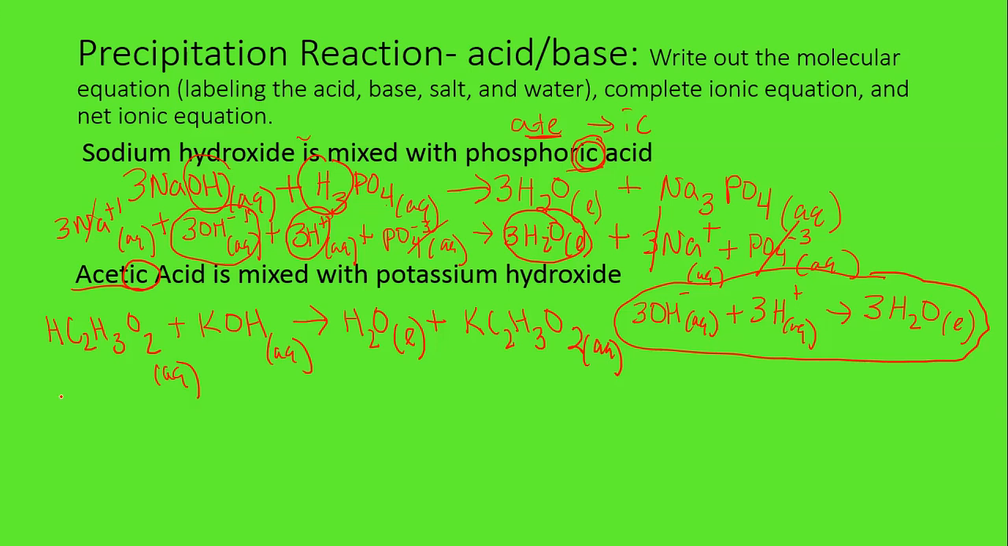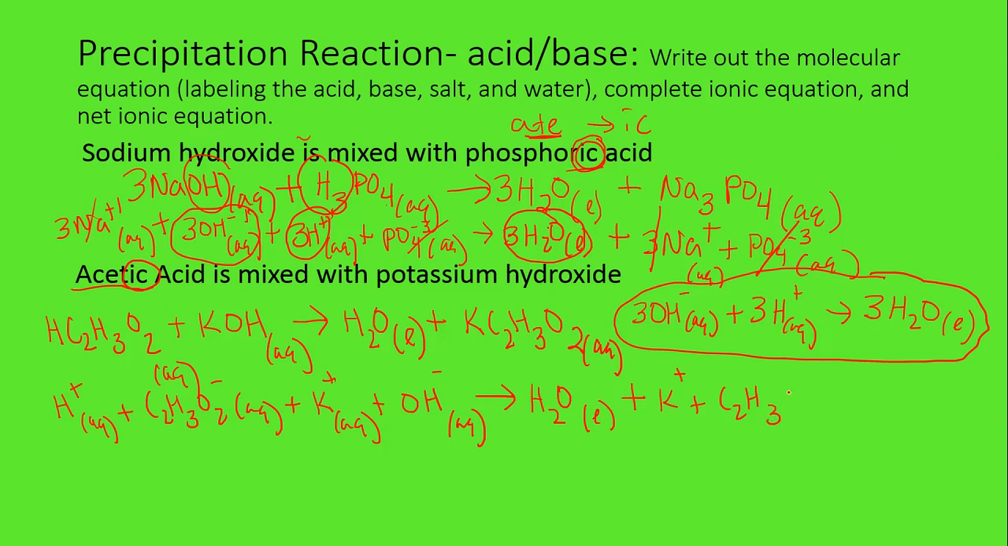Okay, let's go ahead and take a look. So let's just start with our ions, right? Our complete ionic equation, again, is just the ions. So we've got hydrogen plus our acetate plus our potassium plus our hydroxide yields what? Again, we cannot break or dissociate the water. It's H2O because it's a liquid, plus our potassium, plus our acetate.